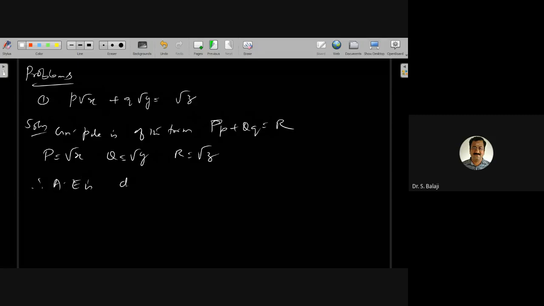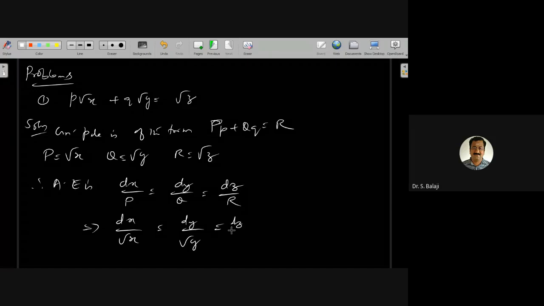Therefore, the auxiliary equation is dx by capital P, dy by capital Q, dz by capital R. Dx by root x, dy by root y, dz by root z. Therefore, you take any two proportions, but we have to get two sets of proportions, these two and these two. Yes, variables are separable. That is possible here.